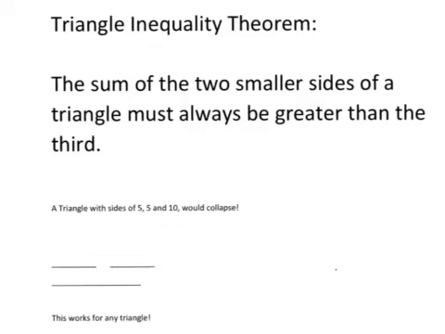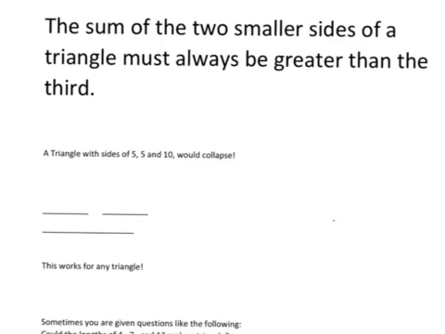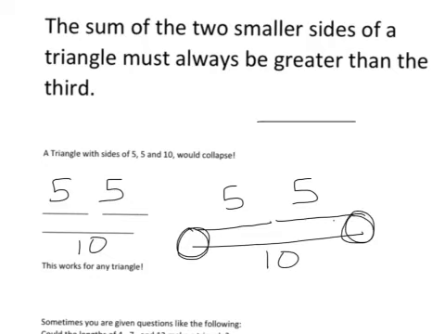We're going to take a look at one of my examples here. And what it says is the following. A triangle with sides 5, 5, and 10 would collapse. So let's think about that for a second. If this was 5 here, and this was 5, and this was 10, when I went to make my triangle, and I put a 5 here, and a 5 here, and a 10 there, the triangle would have no angle measure right here, and no angle measure right here. It would in essence just be two lines, one on top of the other. So the triangle would collapse if the sides were 5, 5, and 10.